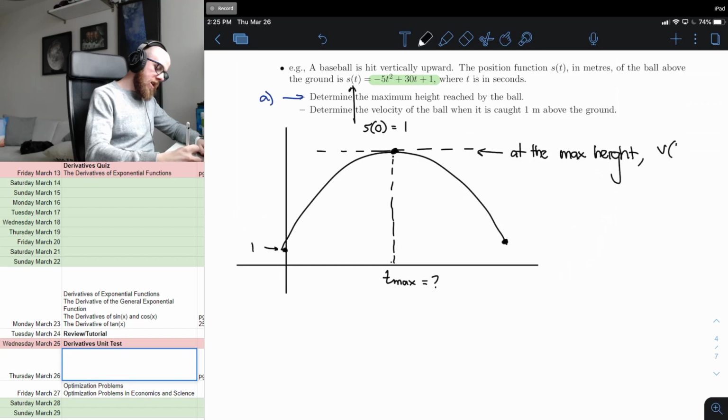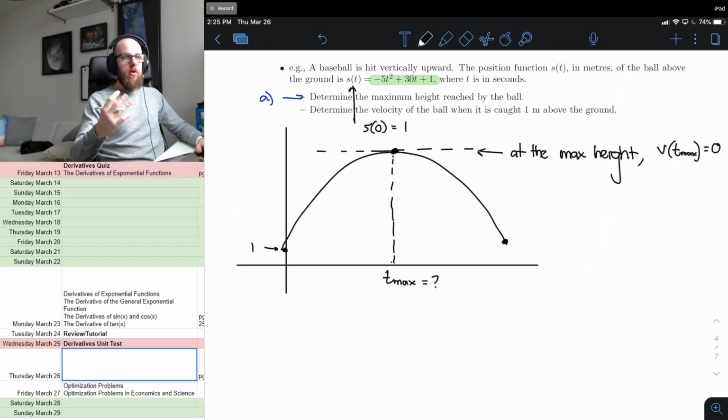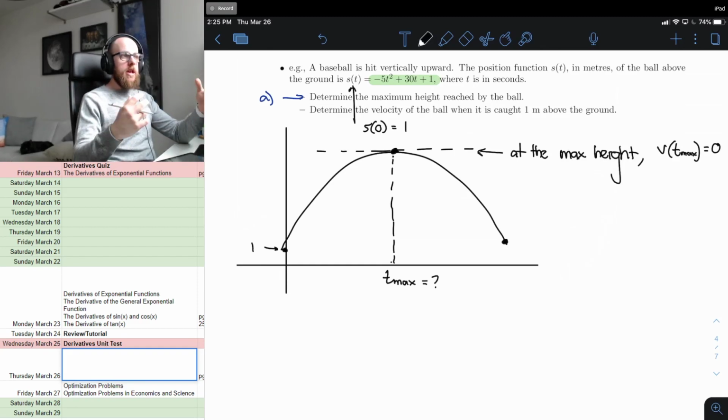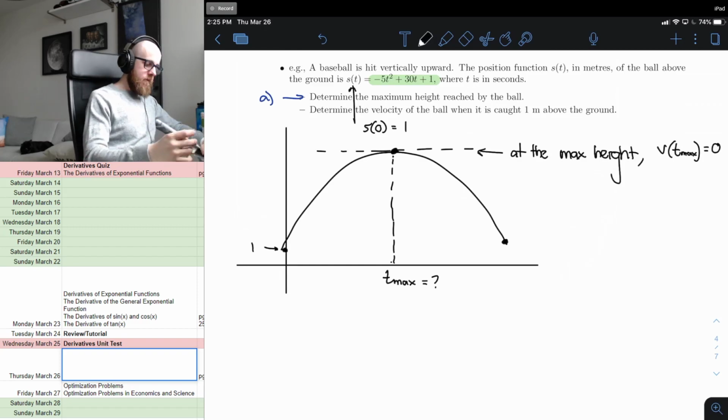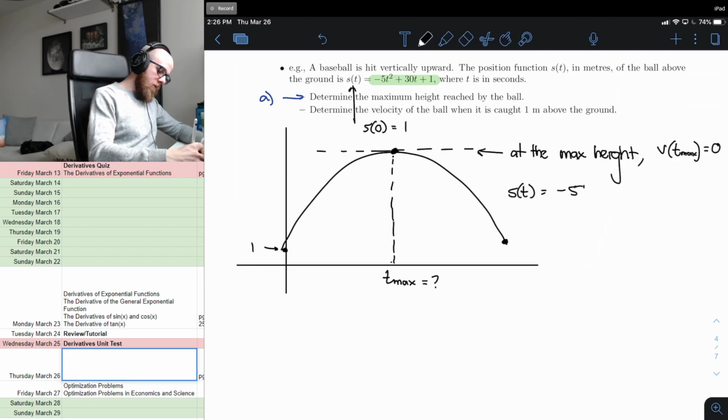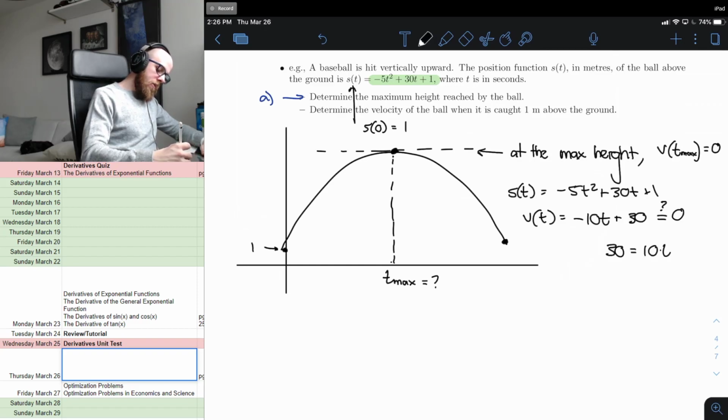we know that v at t is going to equal 0. Okay, so our goal for part A is just to find the velocity function, set it equal to 0, and figure out what time that is. We have s at t is negative 5t squared plus 30t plus 1, which means v at t is negative 10t plus 30. And we want to know when this is equal to 0. So rearranging, I get 30 equals 10t, which means t max is equal to 3.